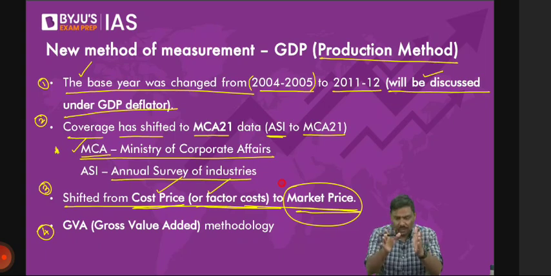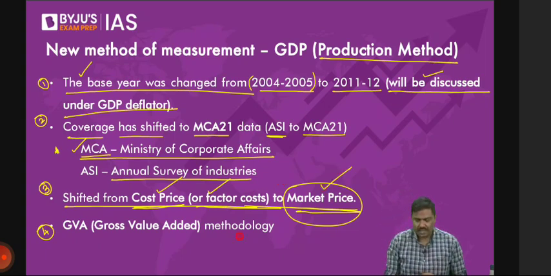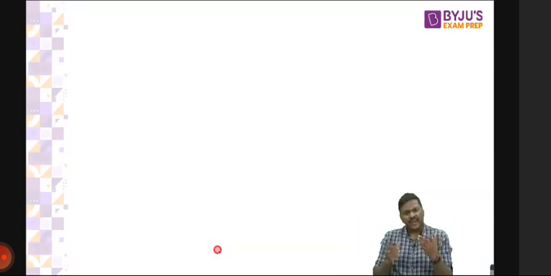That GDP value that you're looking at is calculated using market prices. Now the question arises, sir, why? What is the difference? First and foremost, why did we shift? Remember this.